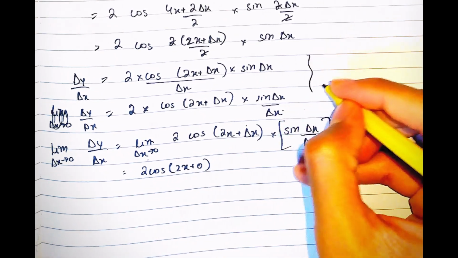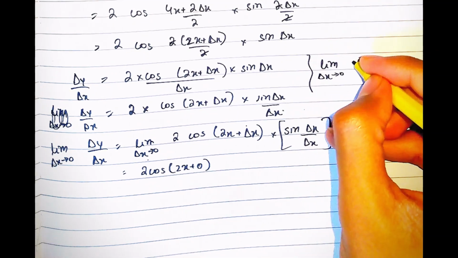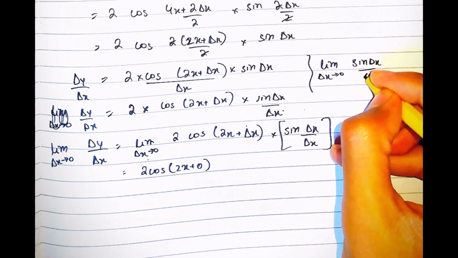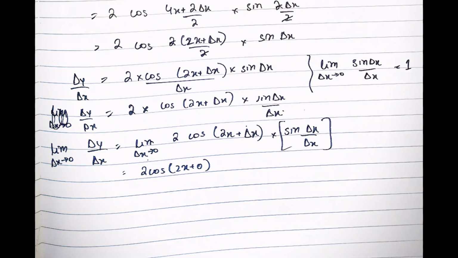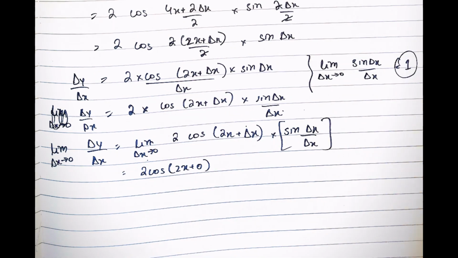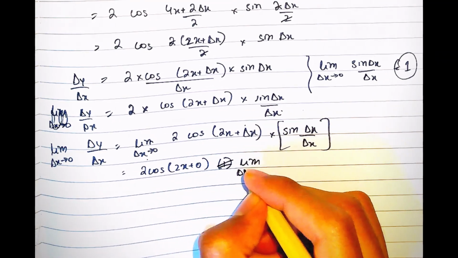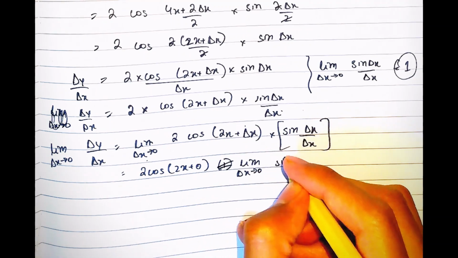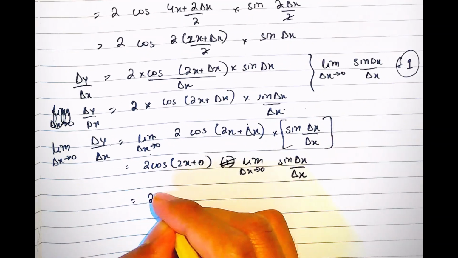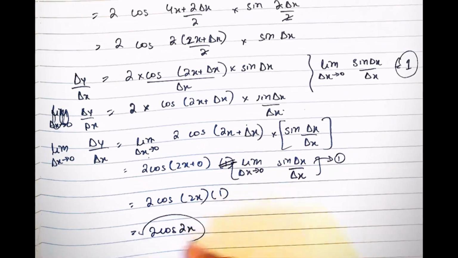Why? Because I know there's another identity which says that the limit as delta x approaches 0 of sin delta x divided by delta x is actually equal to 1. I will upload the proof of this in a separate video. But for now, we know the result: the limit as delta x approaches 0, specifically applied to sin delta x divided by delta x, is equal to 1. So I can write 1 over here. And if you're confused, don't worry, I will add another step so that it becomes clearer. So we have 2 cos 2x, and this is of course equal to 1. So the final derivative is 2 cos 2x.